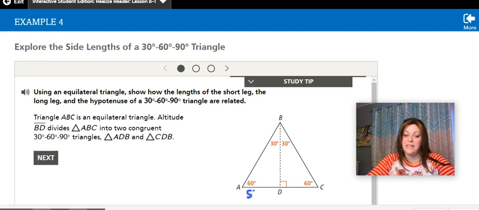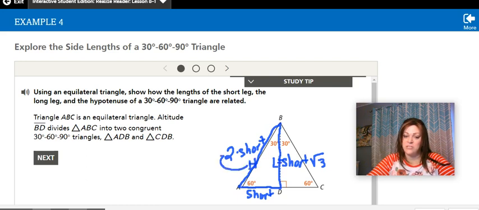Whatever this short side is, and I'm just taking one of these sides right here as a 30, 60, 90 triangle, the hypotenuse is 2 times the short side. And this longer side is the short side times square root of 3. Now keep in mind, this side is the long, so the long equals short times square root of 3. This side is the hypotenuse, which is 2 times the short. And the shorter side is always the one that's across from the 30.